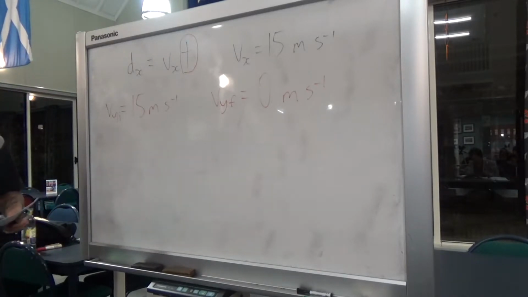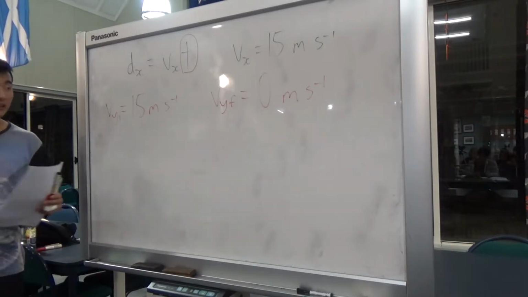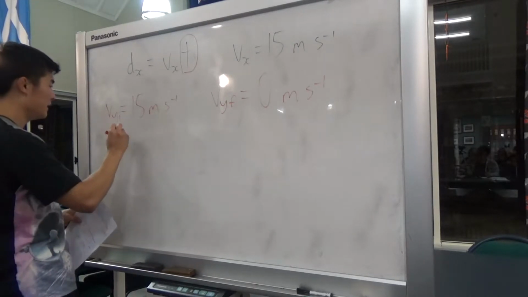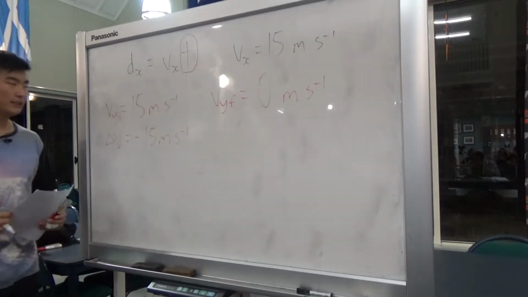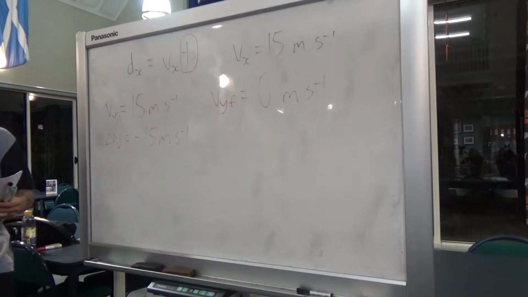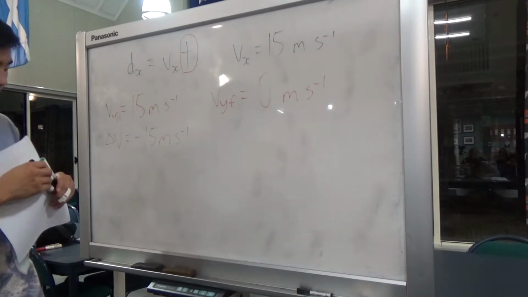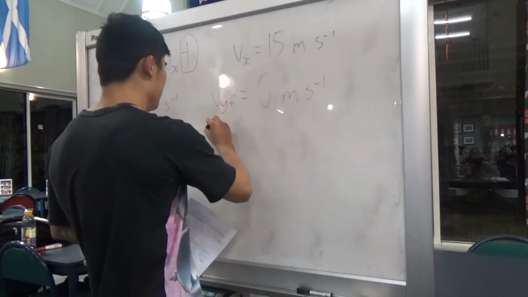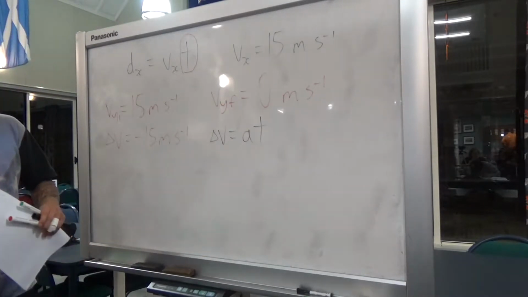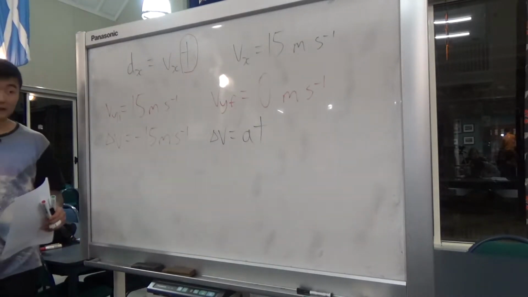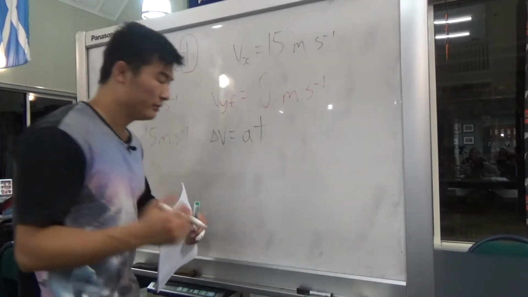So from that we can determine that the change in velocity until it reaches the highest point, which will be halfway, right? So the change in velocity will be negative 15 meters per second, right? Because it's losing velocity, so it'll be negative. So then you have this equation here, which is the change in velocity is equal to the acceleration multiplied by time. Okay, and so we know that the acceleration will be gravity. So acceleration will be negative 10.